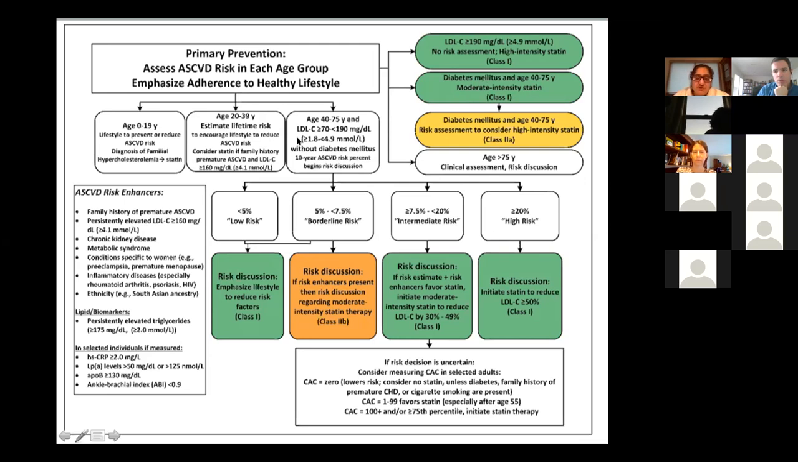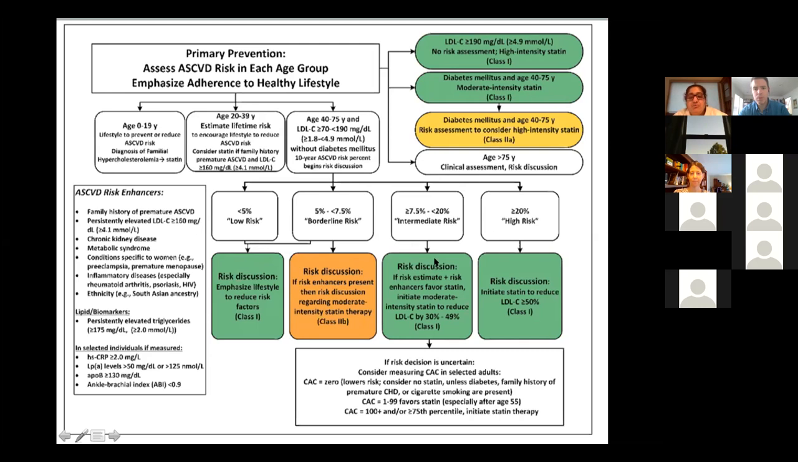So just to reiterate, any comer, even non-diabetic, if they're between 40 and 75, you use the AHA risk calculator. If you have a very low risk, you really would say lifestyle change. If you have a risk between 5 and 7.5, you would use the risk enhancers. If they have other risks, you might consider a statin. If they're between 7.5 and 20, you'd probably favor the use of a statin. If they were over 20, you would use a statin and you'd probably try and get a significant LDL drop.